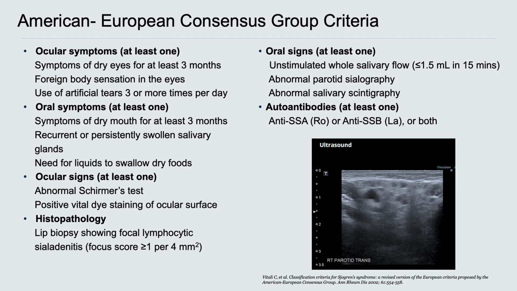The American European Consensus Group criteria for a diagnosis of Sjogren's syndrome requires any 4 criteria, but it must include histopathology or autoantibodies, or 3 of the objective criteria. For a secondary Sjogren's syndrome diagnosis, there's a requirement for a well-defined major connective tissue disease and the presence of 1 symptom plus 2 objective criteria.